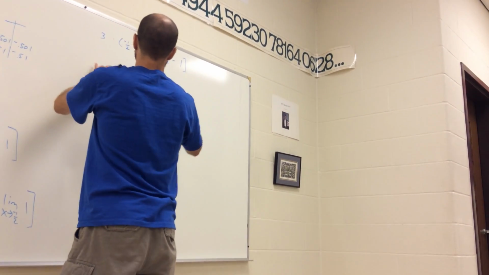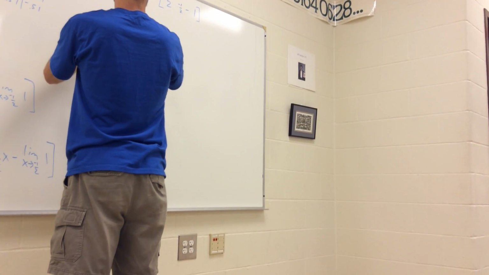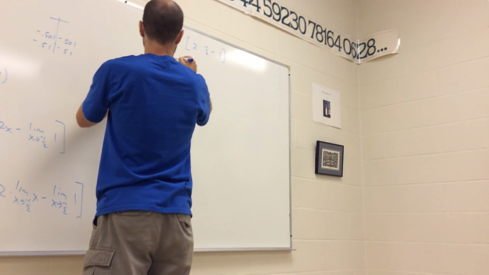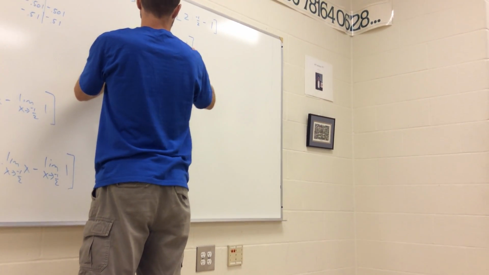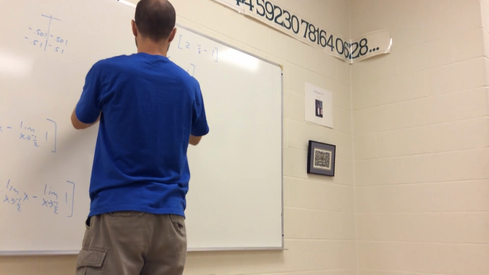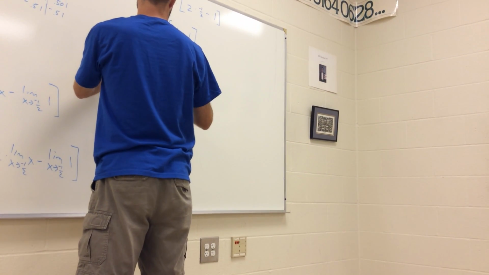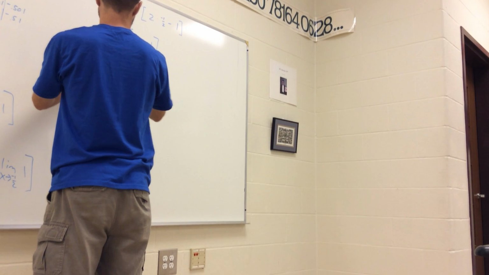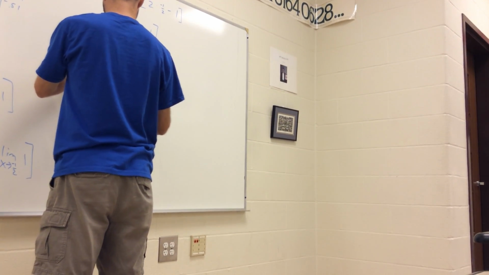So now we just have to do this math. Let's see, negative a half squared is 1/4. 2 times negative a half is negative 1. Negative 1 minus 1 is negative 2. So I've got negative 6/4. So the final answer is negative 3/2.